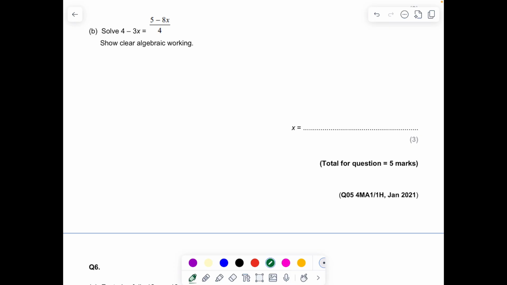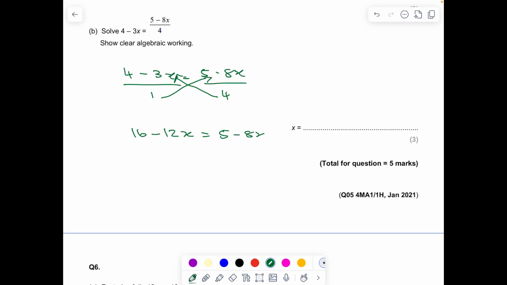Okay, so on this one I would cross multiply to start solving this. So you've got 4 minus 3x equals 5 minus 8x over 4. So we're going to multiply this. And imagine this is over 1, so multiply that by 1. Nice and easy. So 4 times 4 is 16. Take away minus 3x times 4, which is minus 12x, equals 5 minus 8x.